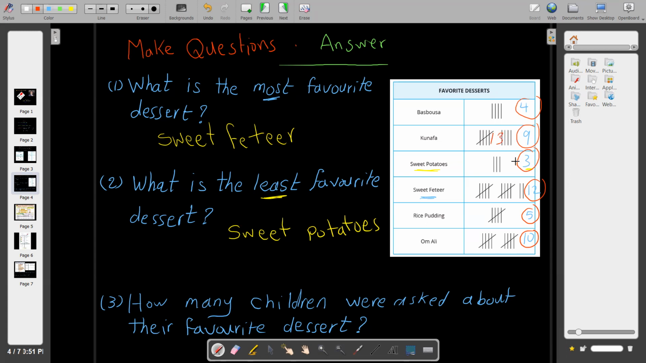plus 3, after 13: 14, 15, 16. 16 plus 12: 2 plus 6 equals 8, 1 plus 1 equals 2, so 28. 28 plus 5 equals 33. 33 plus 10 is 43. So the whole number of children is 43. Okay, but we learn it to complete the graph and to make some questions. We say, what's the most favorite dessert? What is the least? How many children? Like this.